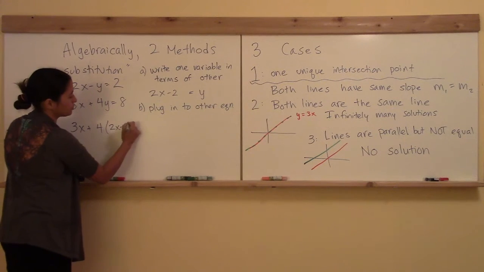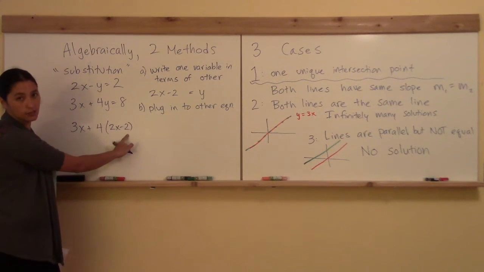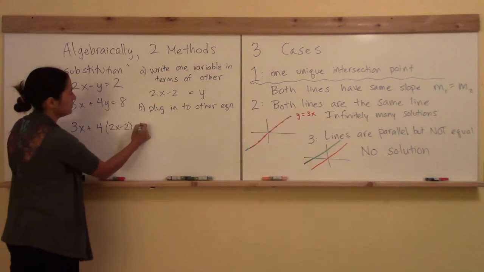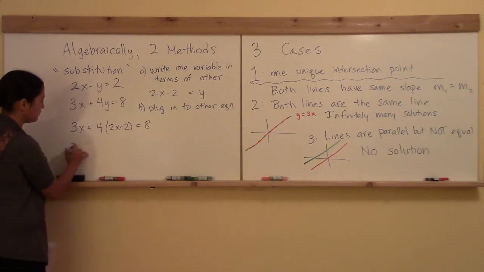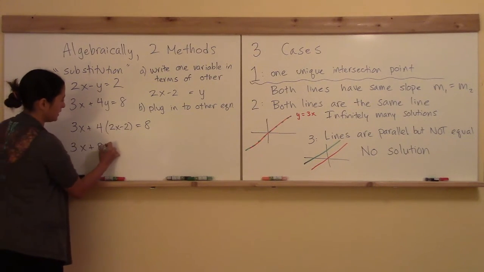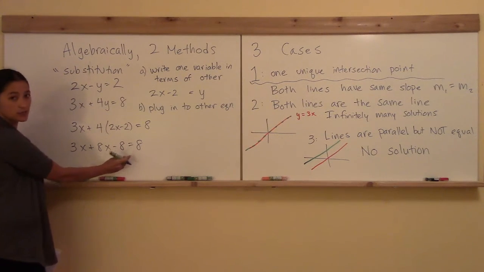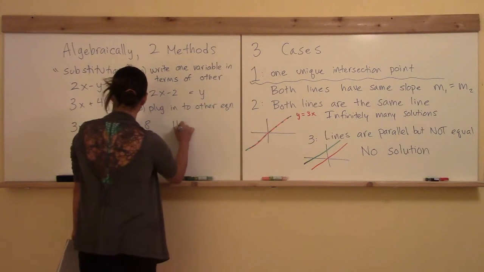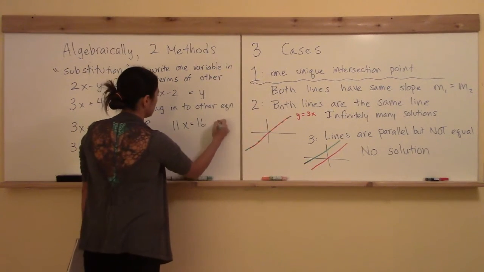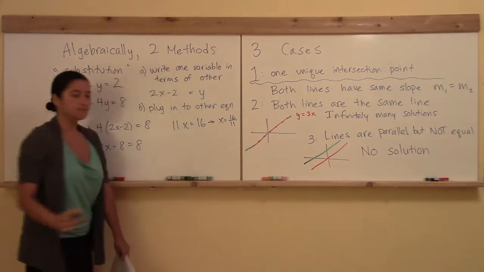Don't forget to use parentheses when you're doing that because you can see you're going to have a constant that you're going to have to factor through here. That's still equal to 8, and then I'm going to start to simplify it down. 3x plus 8x minus 8 is equal to 8. I'll bring these over to the other side, and I'll combine these two like terms here, and that'll give me 11x is equal to 16, and therefore x is equal to 16 over 11.